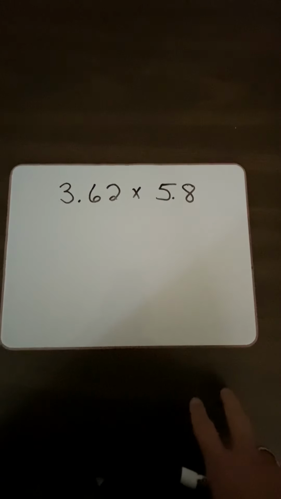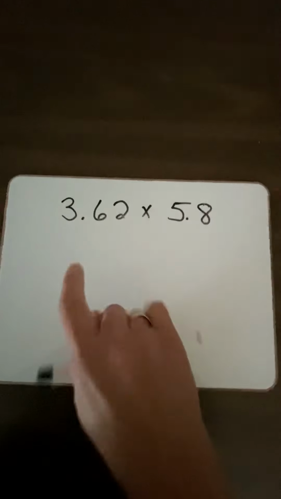Okay, students, this week we are going to be multiplying decimals. Last week, if you remember, we added and subtracted decimals, and the first thing you had to do was make sure you line the decimal points up. Well, when you're multiplying decimals, you don't line the decimal points up.